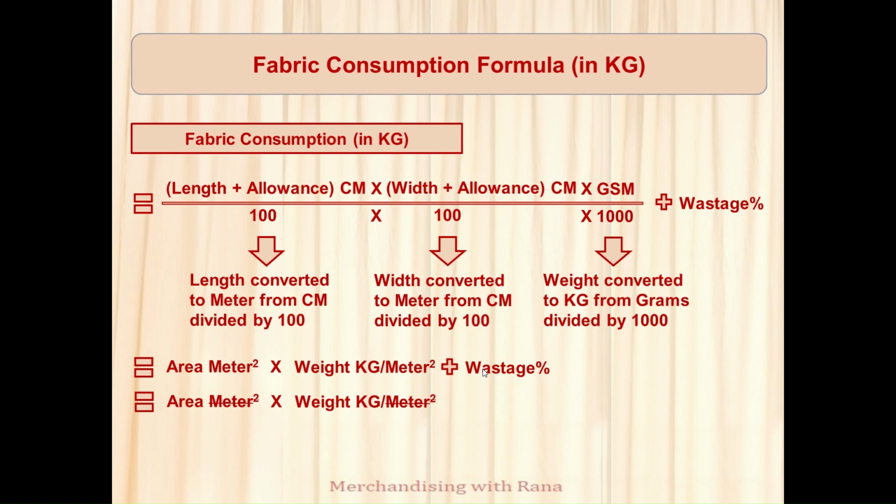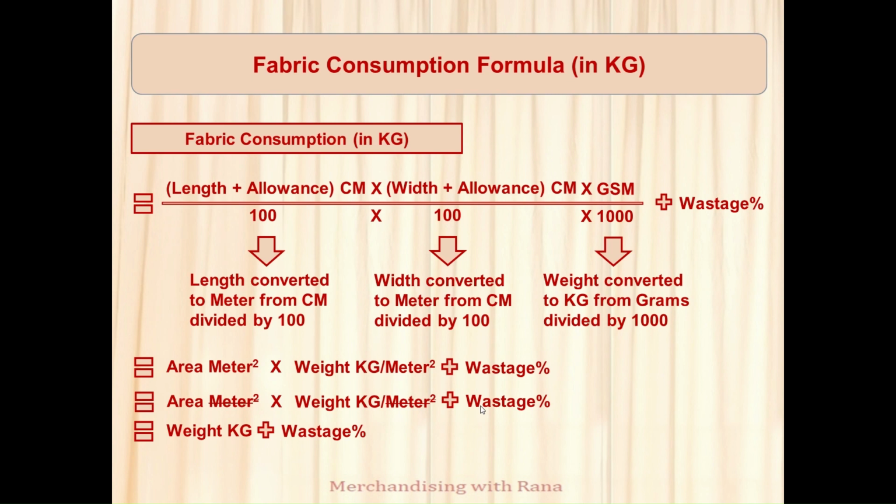So I hope you all are clear why I marked a strike through, because you know that kg per meter square is below the divide line, and meter square is the top. So top and this bottom will be crossed together, and wastage percentage will be there. So finally I have found weight in kg and wastage percentage.